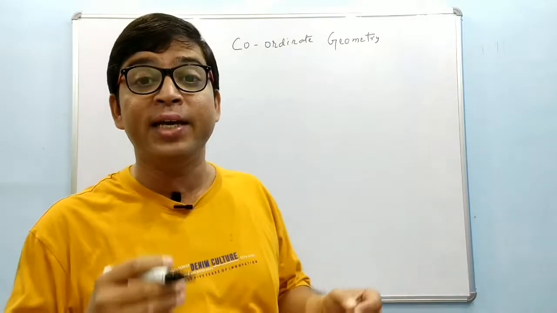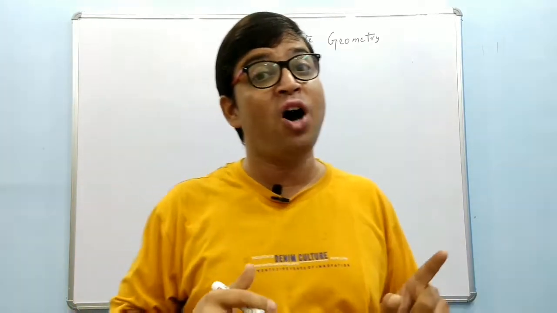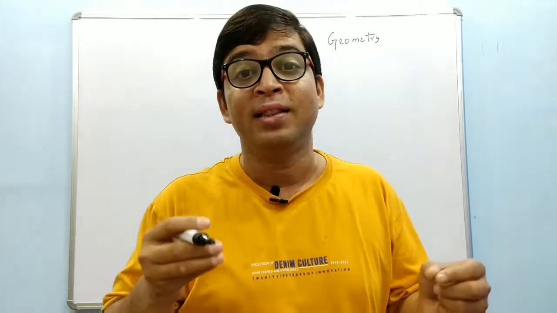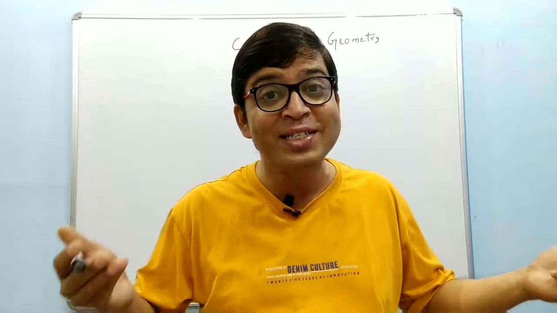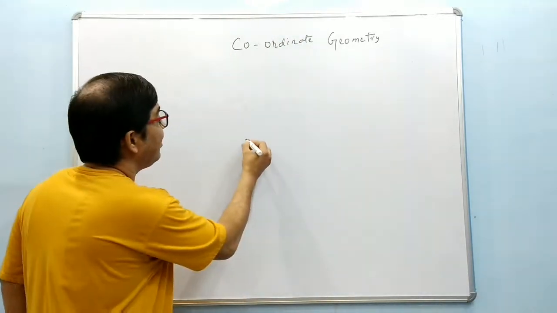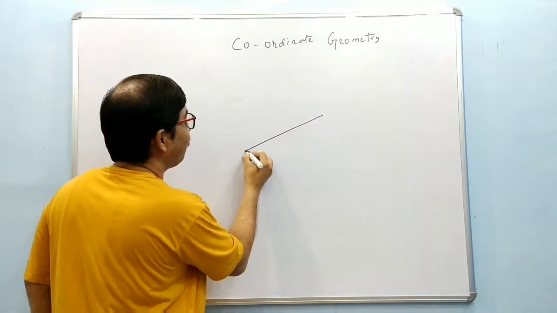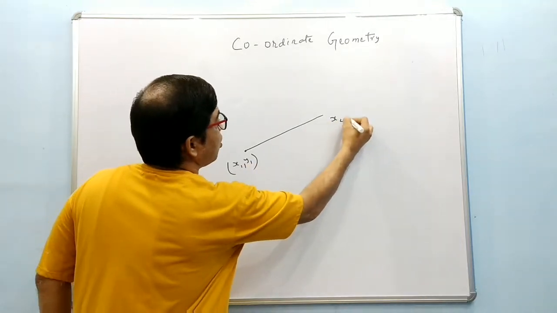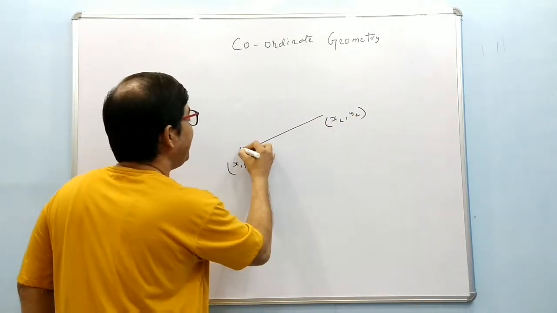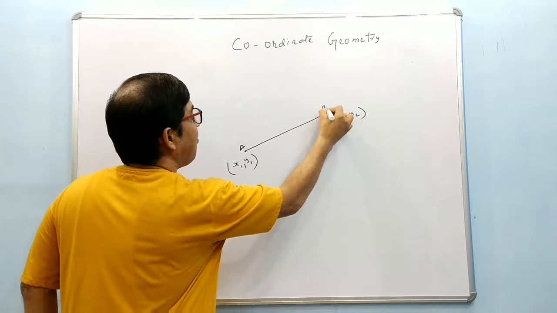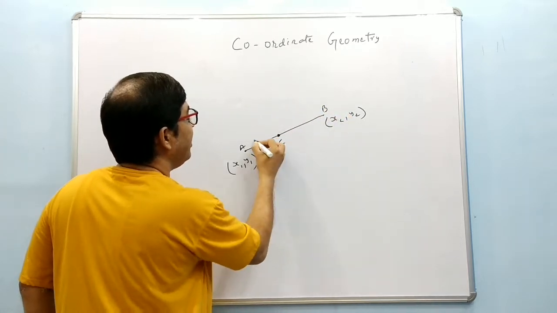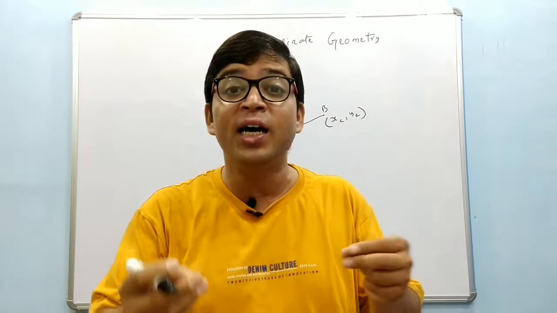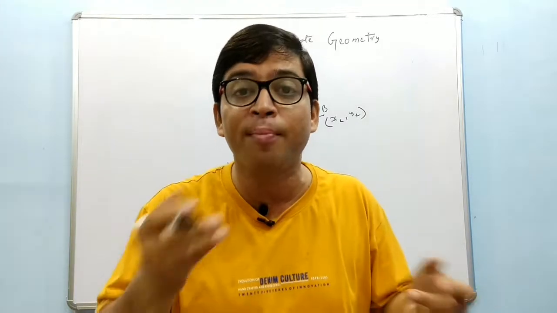Now another thing we will see: 3 points. Firstly we saw 1 point, then we saw 2 points. Now we will see 3 points. That means I am going to discuss the section formula. What is that? If the join of 2 points (x1, y1) and (x2, y2) is divided by a point C in the ratio m:n, we can find the coordinate of the third point.